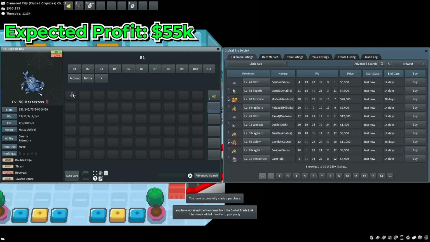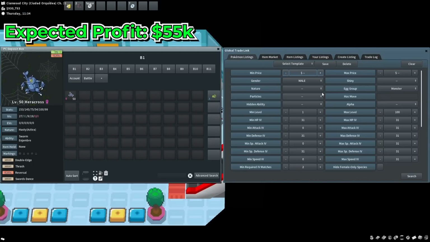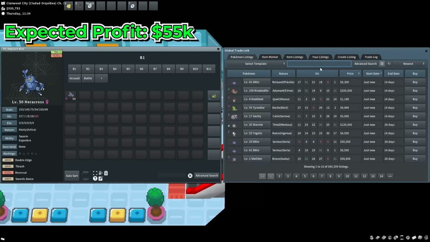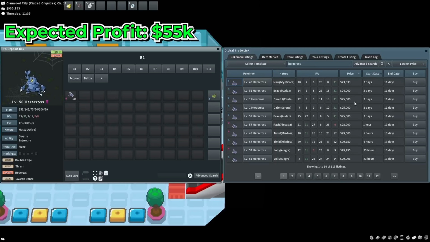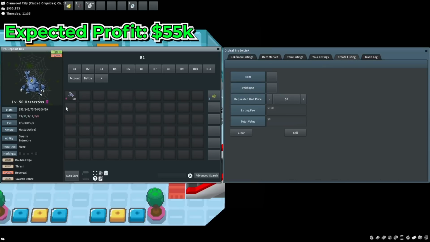Now this is a female Heracross with 31 in attack, and it goes for around 20k. So if we put Heracross here and we put at least one of the stats, you can see that it goes for 23, but since ours has this 0 defense here, I'll put ours at 20.